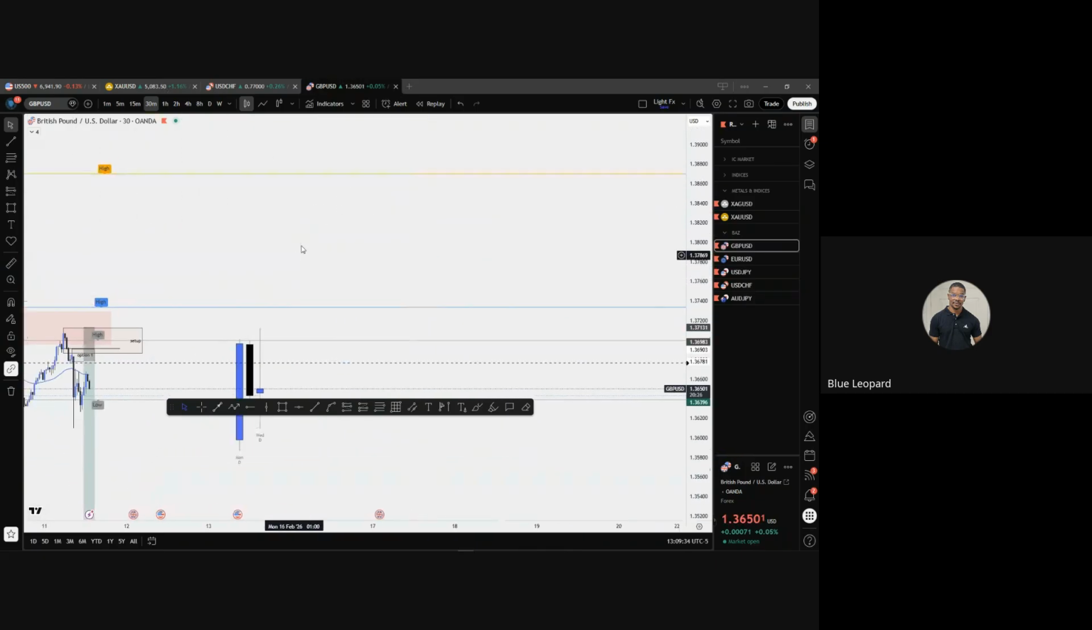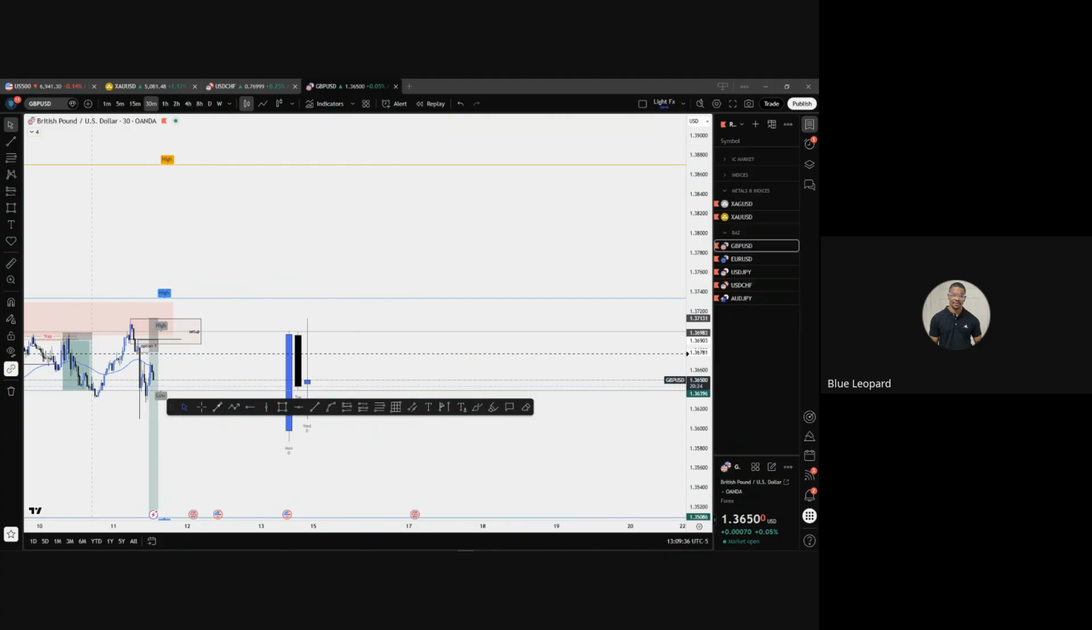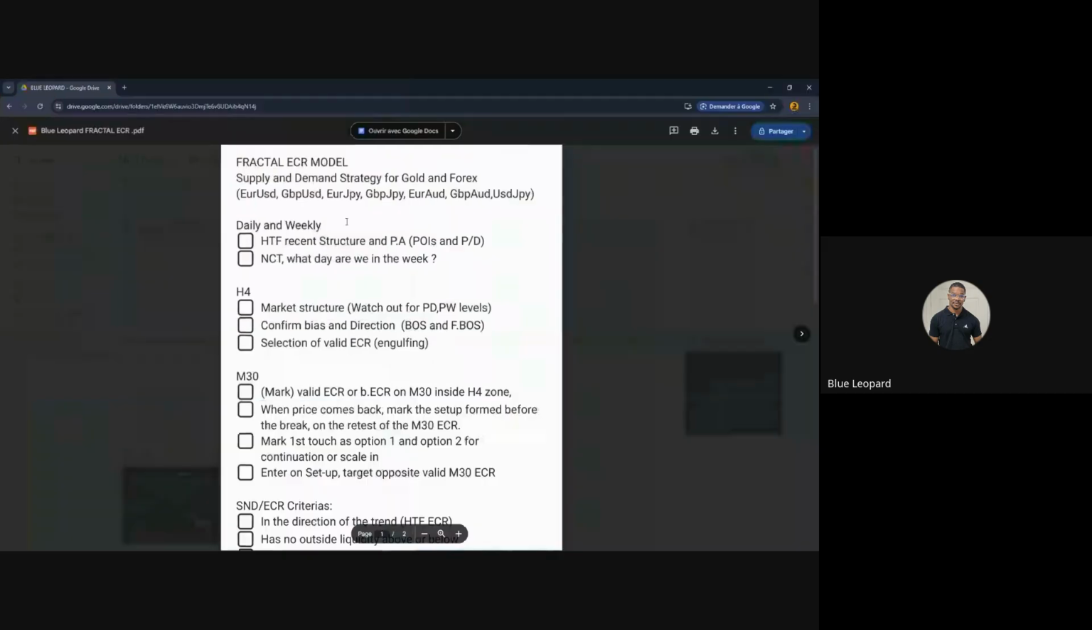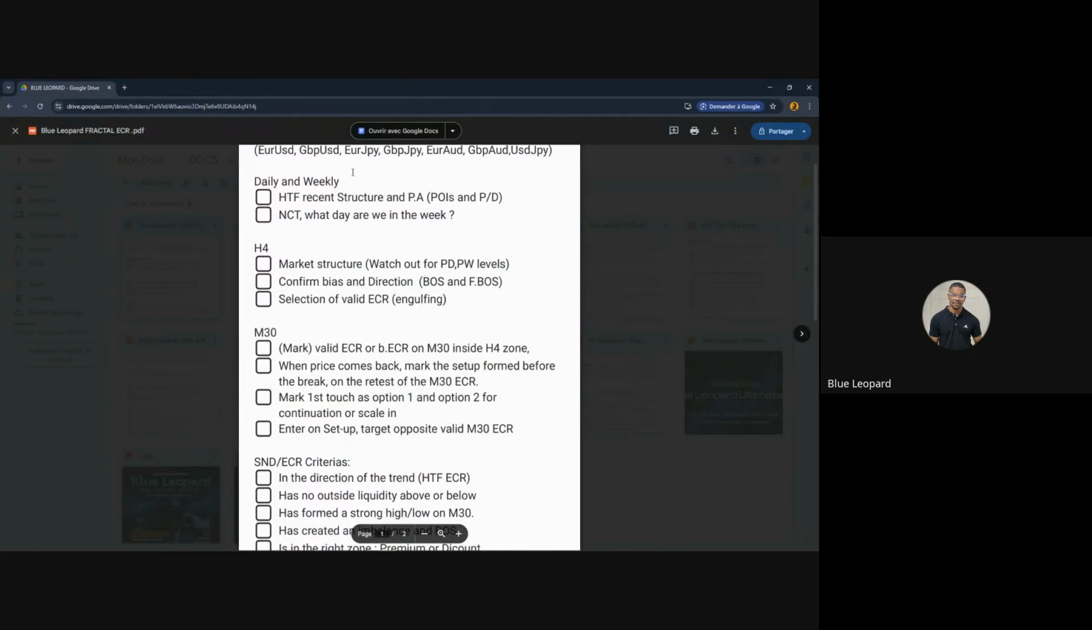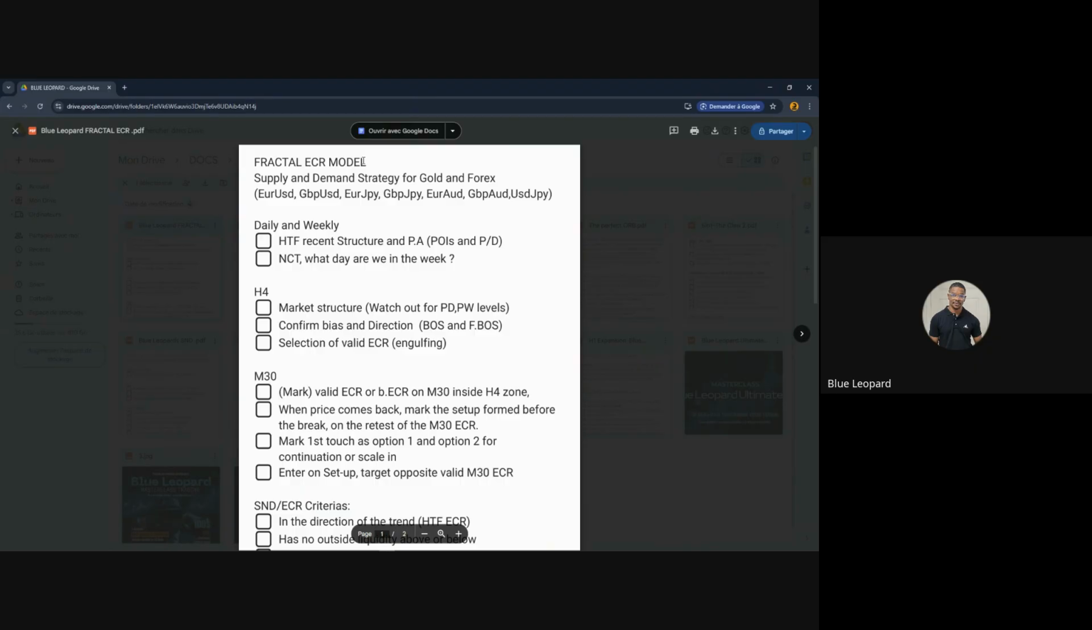Okay, so the first thing is I'm going to open a checklist. I want you to understand that every strategy must have a checklist. You cannot come on the market on these charts and just expect to do stuff without checking nothing. Okay, so the first thing is this. This is the fractal ECR model. This is my own strategy. I mixed a lot of stuff that I've learned here and there through my experiences and my trading years.